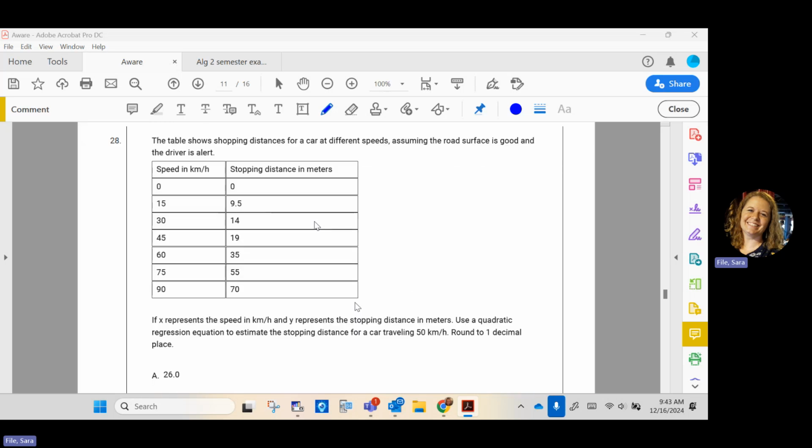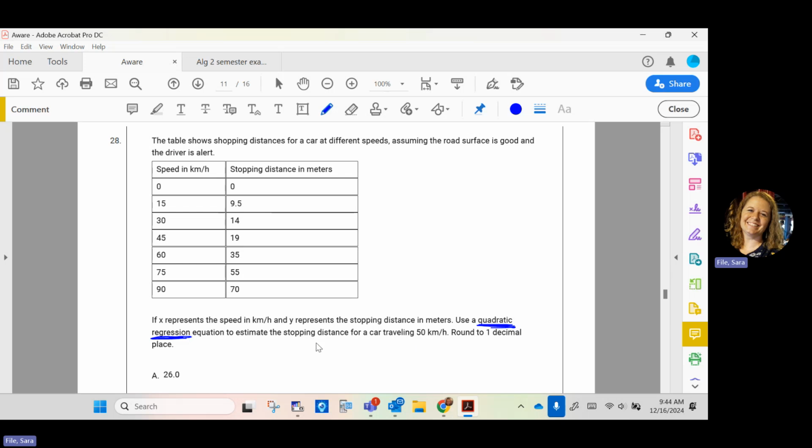This one gives us a table of stopping distances for a car at different speeds, assuming that the road surface is good and the driver is alert. So you have the speed, and then you have the stopping distance. If X represents the speed and Y represents the stopping distance, use a quadratic. Now this one tells you quadratic regression, so you don't have to check linear and quadratic and see which R squared is better or higher or closer to 1, however you want to think of that. They just tell you use quadratic.